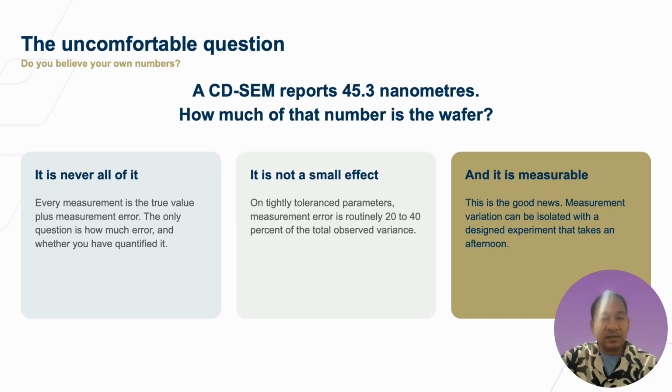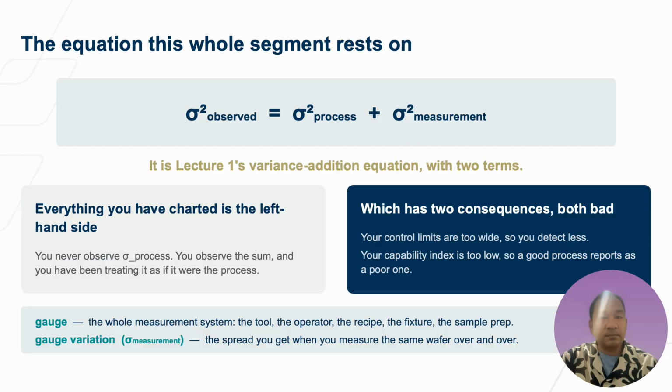On tightly toleranced parameters, gauge CD, overlay, thin gate oxide, the gauge is routinely 20 to 40% of the total observed variance. And it is measurable. That is the good news, and it is what makes this a solvable engineering problem rather than a philosophical one. A designed experiment that can take an afternoon will separate the two. Here is the equation, the whole measured response, and you have seen it before.